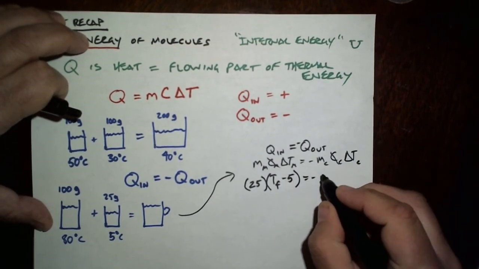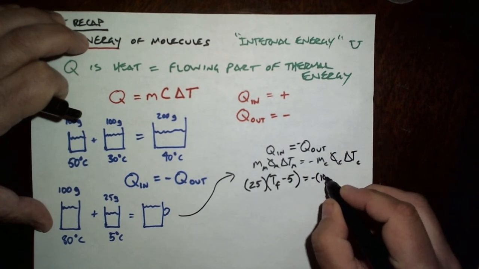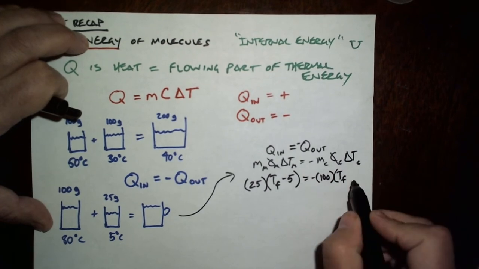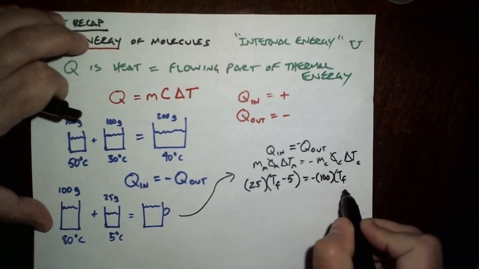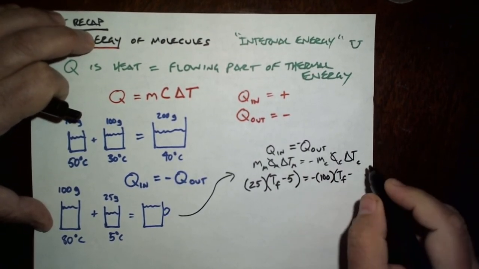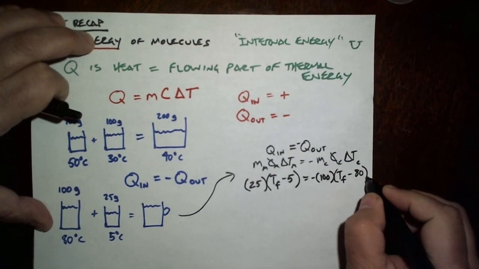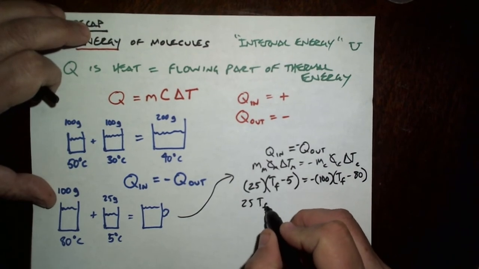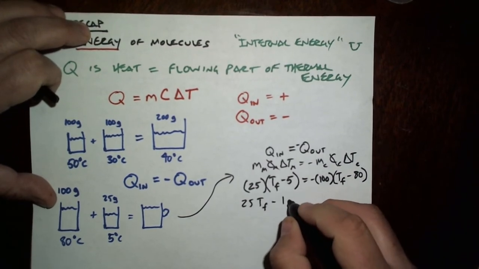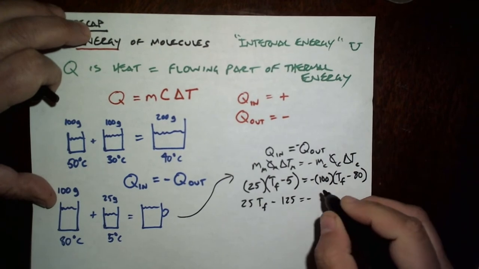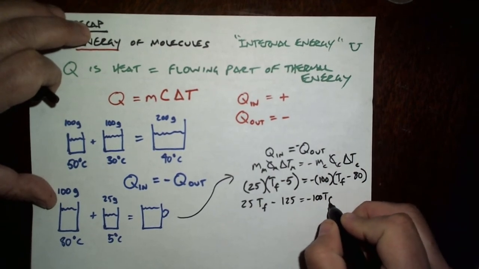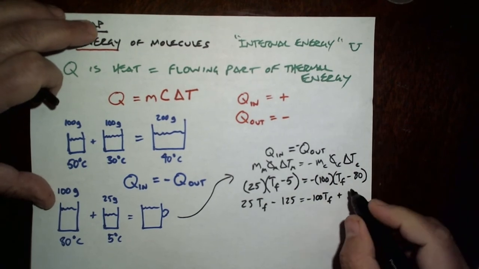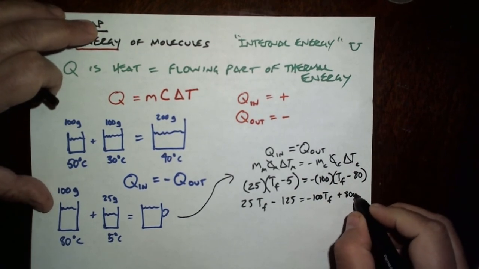Over here, we have the mass of the coffee, which was 100. And then we have the change in temperature of the coffee, which is the final temperature of the mixture. Remember, the final temperature of the mixture is the same. They're going to come to thermal equilibrium. Minus the initial temperature of the coffee, which is 80. Okay, let's see what we can do here. 25 T_F minus 5 times 25, which is 125, equals minus 100 T_F plus, we have a minus here and a minus here, so it becomes a plus, 80 times 100, that's 8,000.